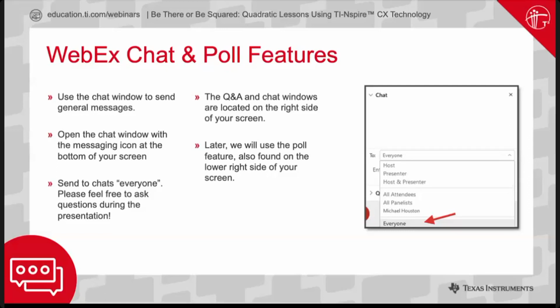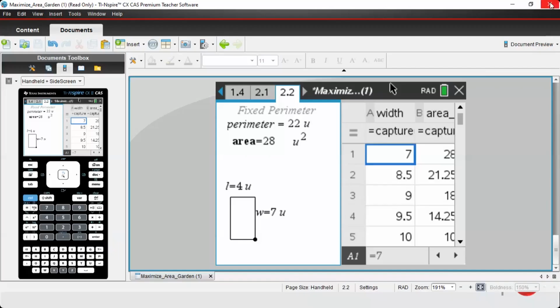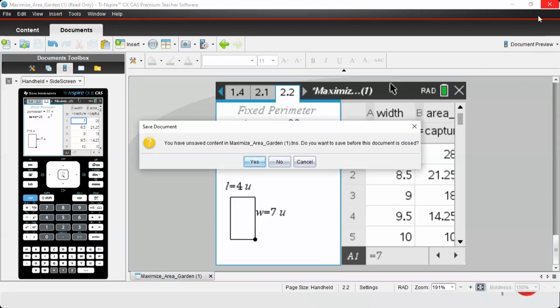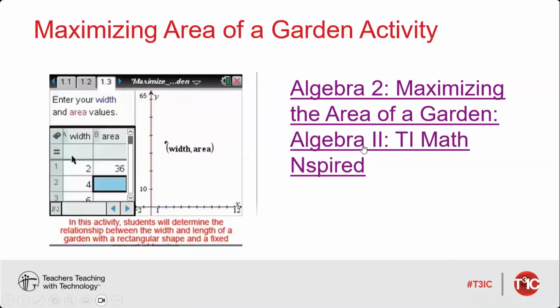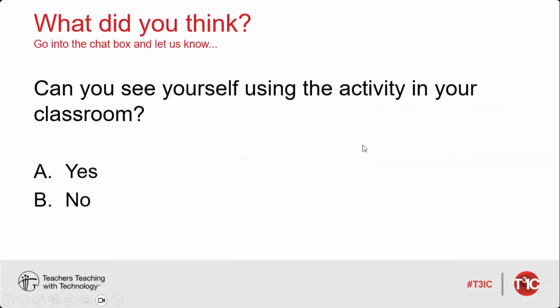All right, Daniela, you want to take us to the next activity? Yes, sir. All right. Okay, so let's go ahead and go to the next one. So I like closing it. I don't want to save it.